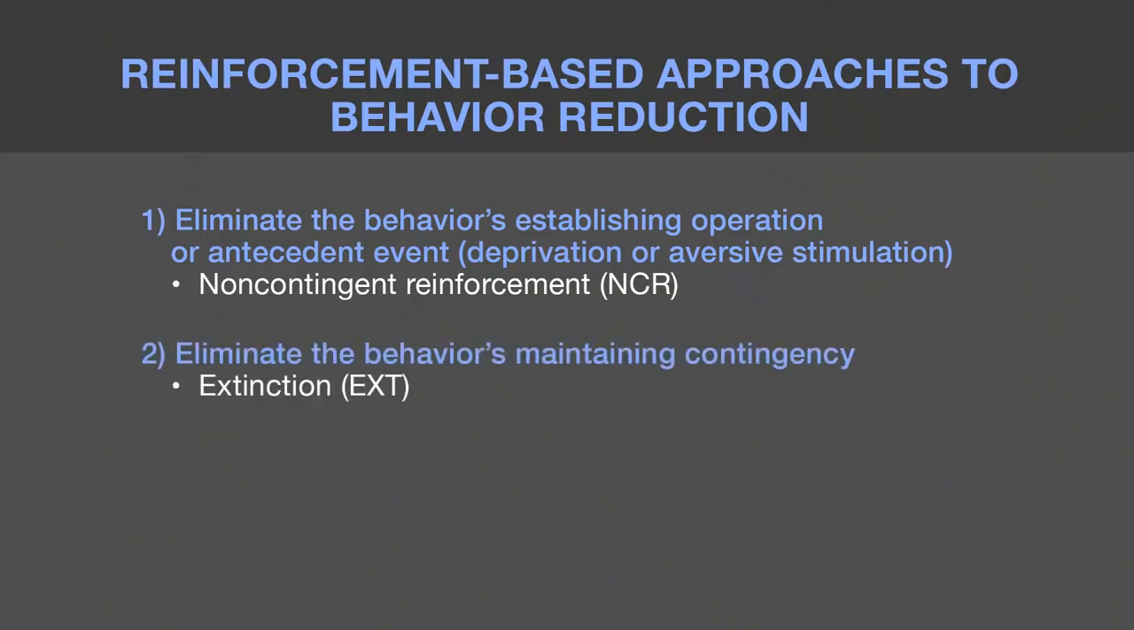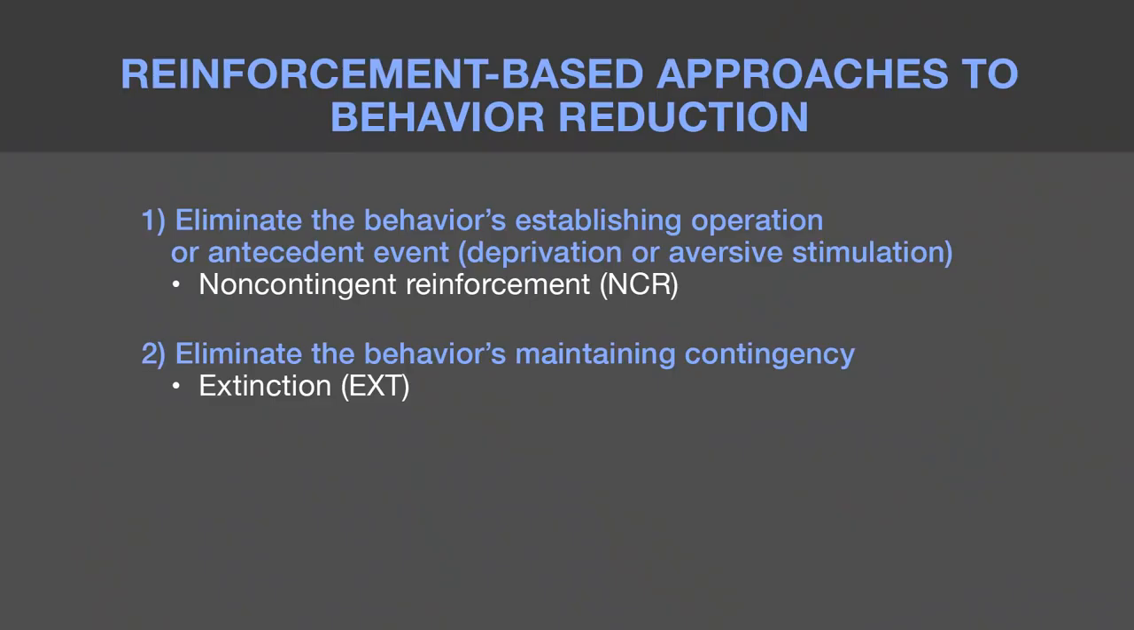The second way you can change behavior with reinforcement is to simply get rid of it. You terminate the contingency that maintains behavior. And of course, we know that as extinction. Well, how do you terminate the contingency? You have to know the function of behavior. So once we identify the function, we can determine what kind of extinction is necessary to reduce that behavior.